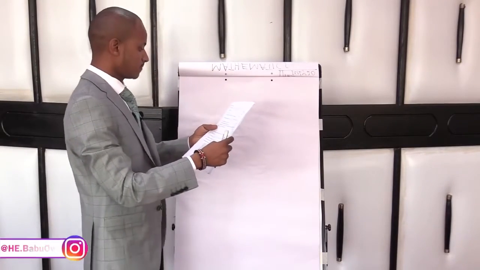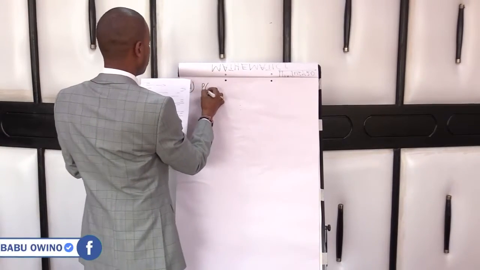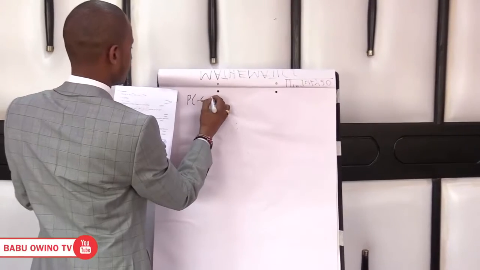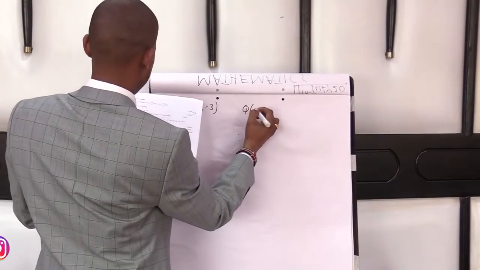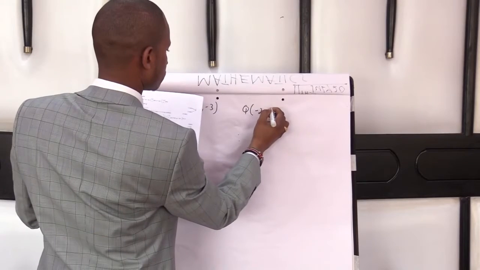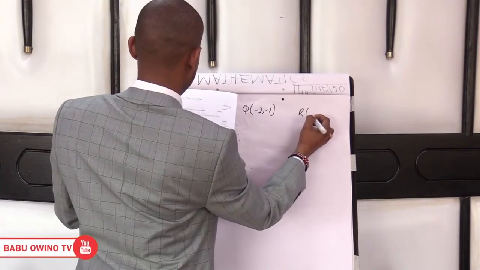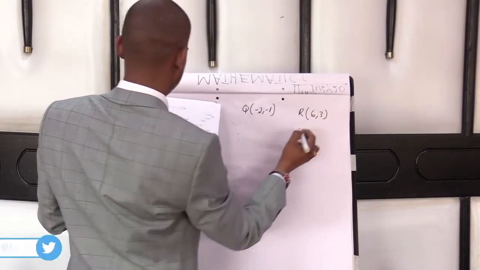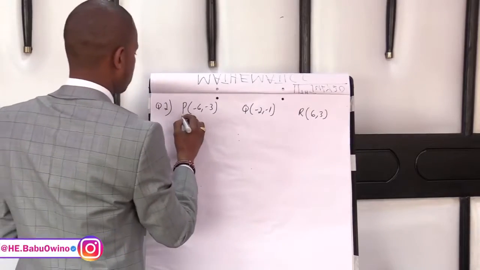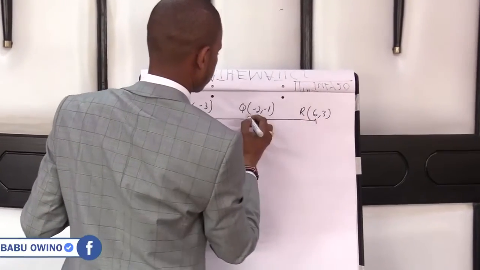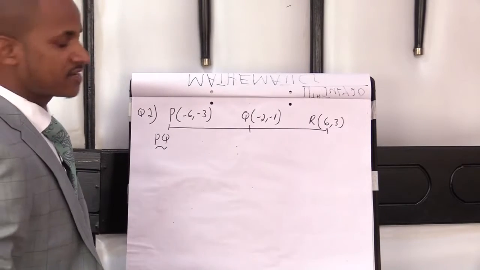Now the next question, question number 2. Given points P, minus 6, minus 3. Then point Q, minus 2, minus 1. And then point R is 6, 3. So express PQ. Now these are points, different points. You are told to express PQ as a column vector.